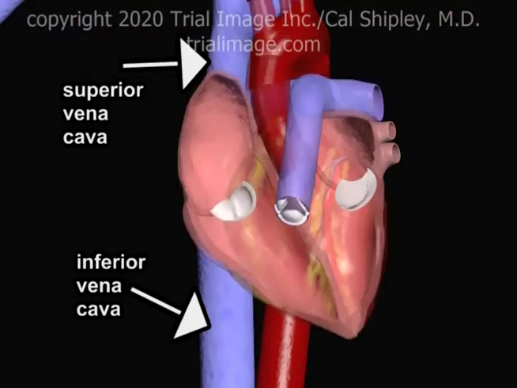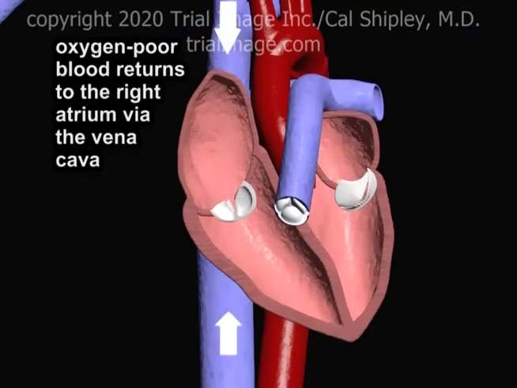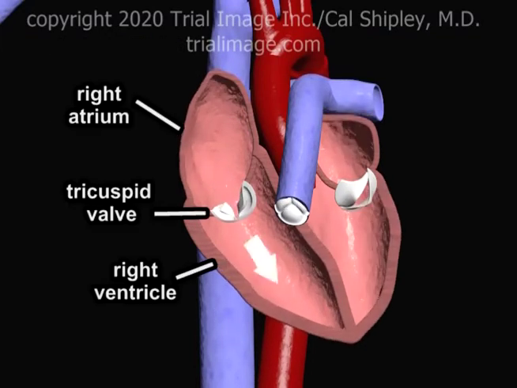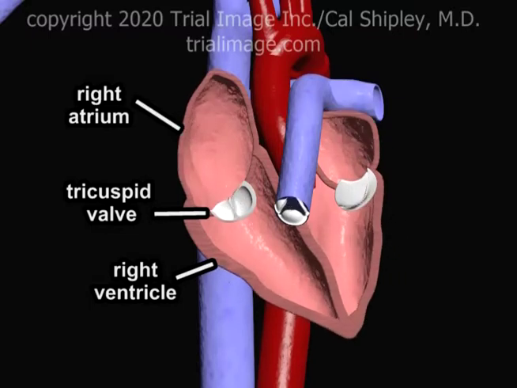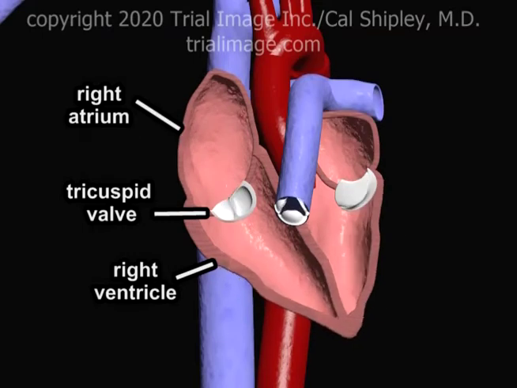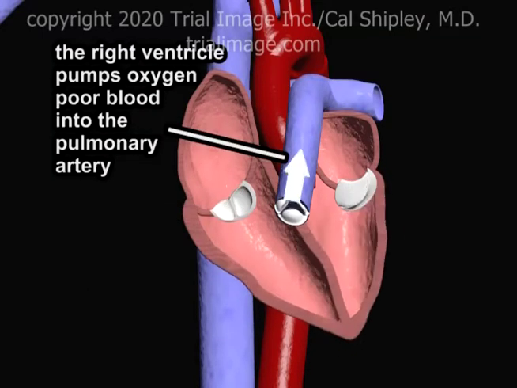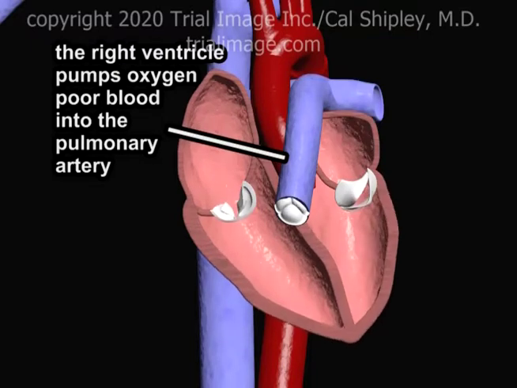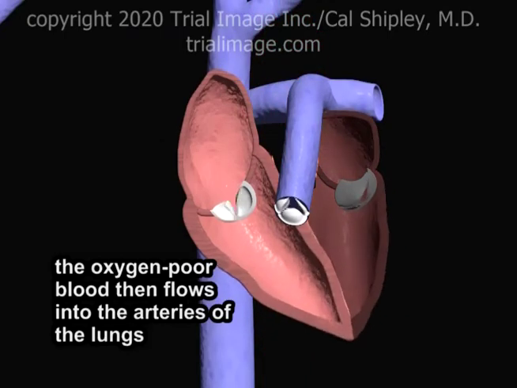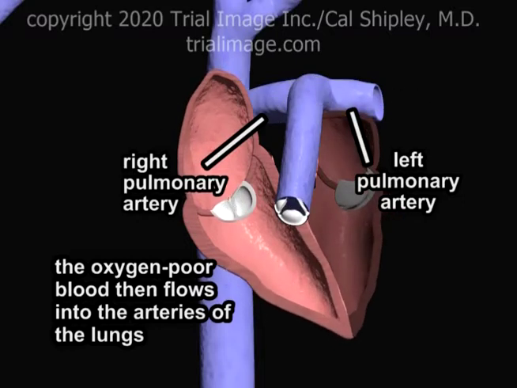Oxygen-poor blood flows from the venous system via the vena cava into the right atrium. Assisted by contractions of the right atrium, blood then passes through the tricuspid valve and into the right ventricle. Oxygen-poor blood is pumped into the main pulmonary artery by the right ventricle. The main pulmonary artery then divides into a left and right branch to distribute the blood to both lungs.